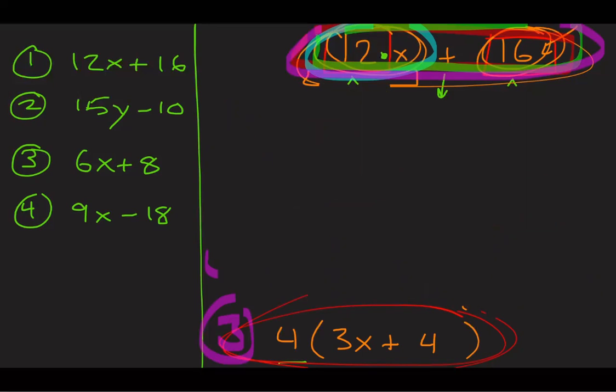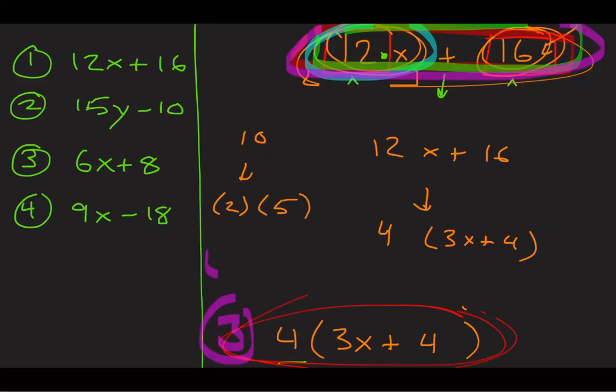We started with 12x plus 16, and we wound up with 4 times 3x plus 4. Just like earlier with our example, we took a 10 and we broke that into 2 times 5. Same thing happened here. If we want to make them look more similar, you can just put this 4 in parentheses. You have two things being multiplied. 10 is equal to 2 times 5. 12x plus 16 is equal to 4 times 3x plus 4.